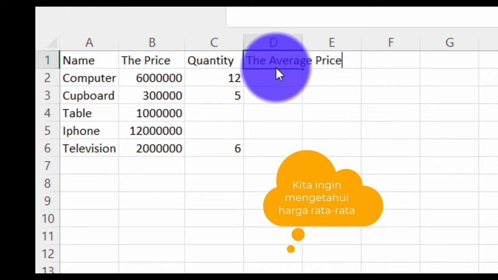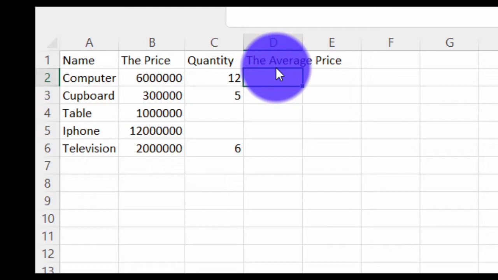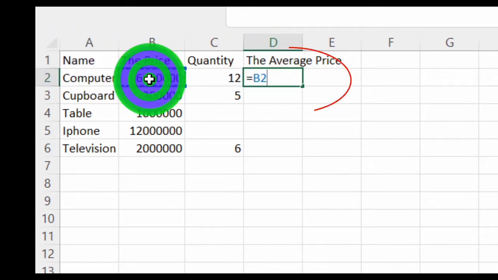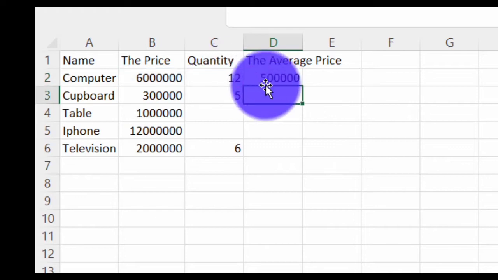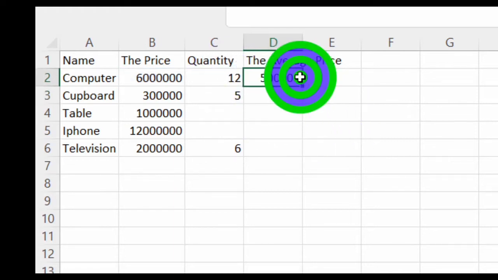Nah, harga rata-rata. So if I want to count the average price, I just want to divide. I want to write equal the price divided to 12, the quantity. Okay, maybe I can get this one.